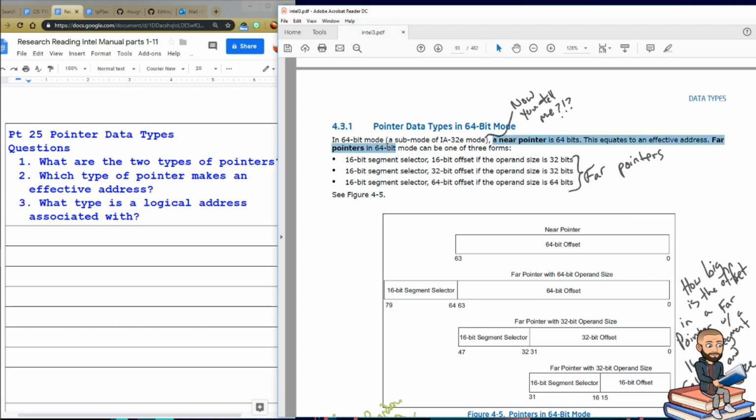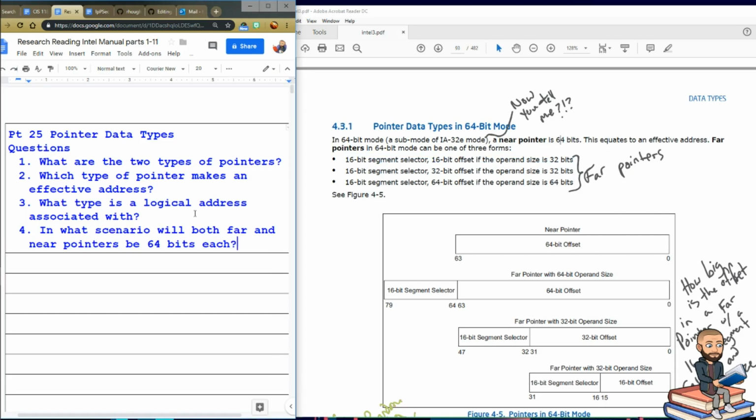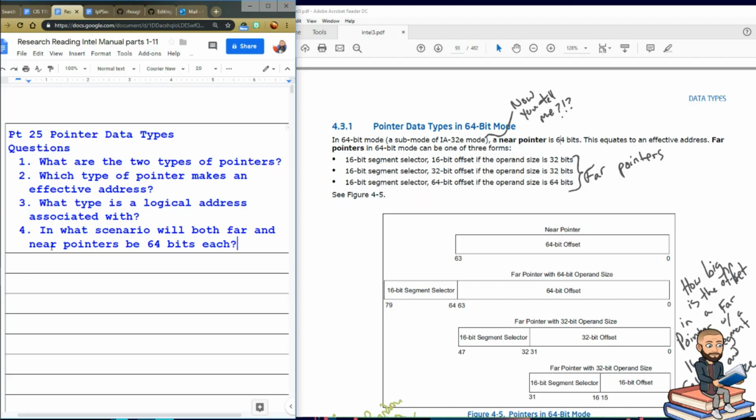Far pointers in 64-bit mode can be one of three forms, so wow, we have quite a few options here. And it looks like if we went with option A, that means a far pointer is also 64 bits, just like a near pointer is 64 bits. So my question is, in what scenario will both far and near pointers be 64 bits each? In the scenario when we are using 64-bit mode and we have a 16-bit segment selector and a 16-bit offset.